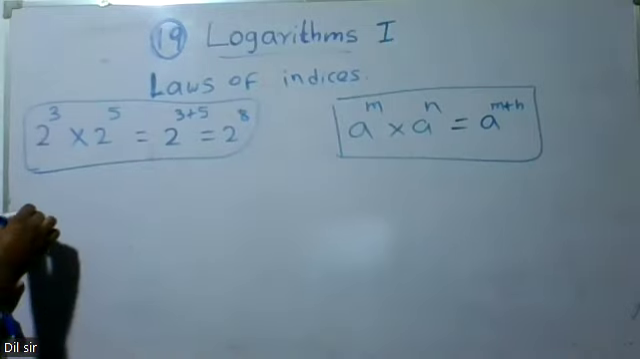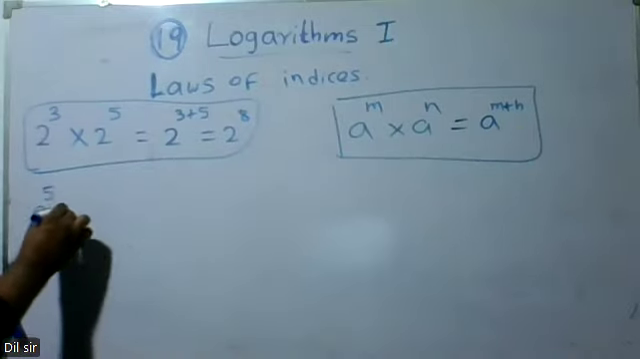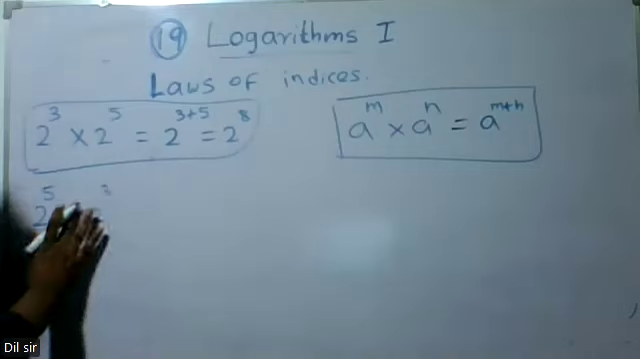Now another example. 2 to the power 5 times 2 to the power 3.